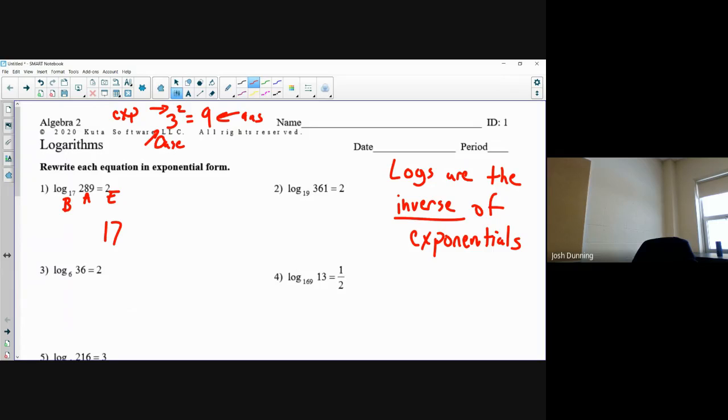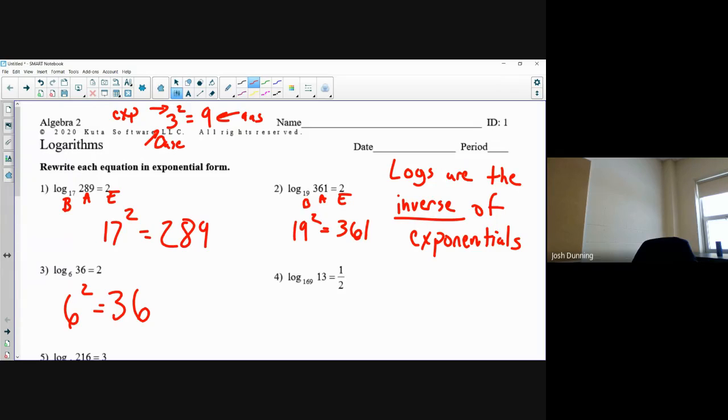So all this is saying, change it to exponential form. 17 is the base, the exponent is 2, the answer is 289. That's all I want from this, just understanding how this form works. So base, answer, exponent again. 19 squared, the answer, 361. Number 3, same idea, base, answer, exponent. 6 squared is 36. That one you probably knew without thinking about it there.